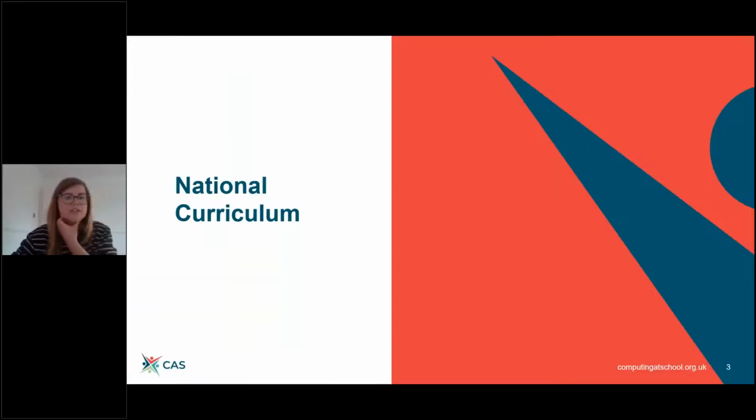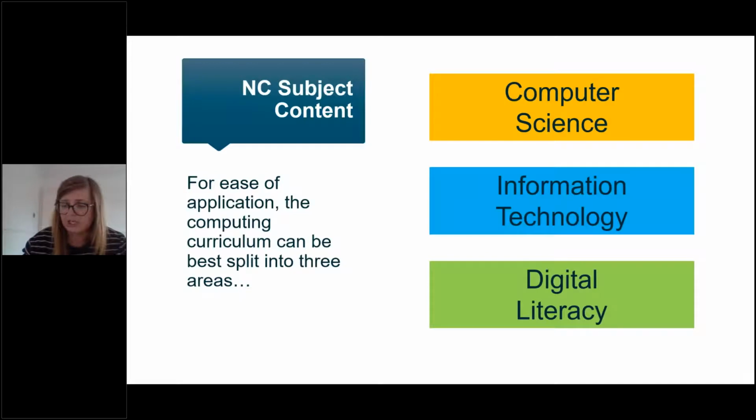So first things first, and if you've joined some other sessions, I do apologise because it's something that I just like to start with because I think it does help, is looking at the national curriculum. So 2014 change from ICT to computing, there was a lot more emphasis on computer science, and that's obviously what we're going to talk about today when we're talking about programming and coding.